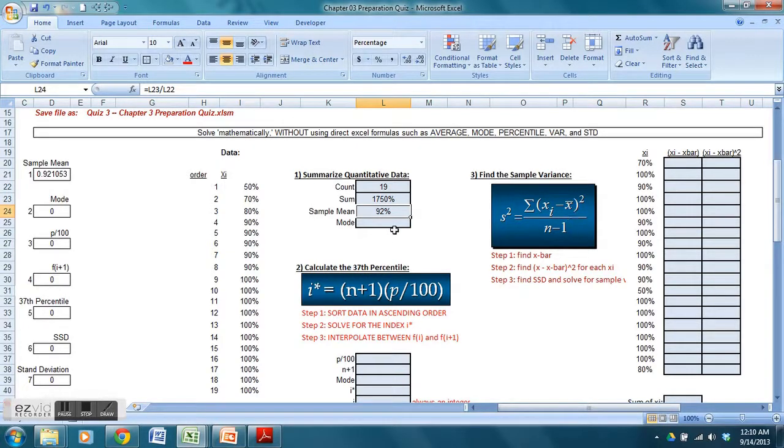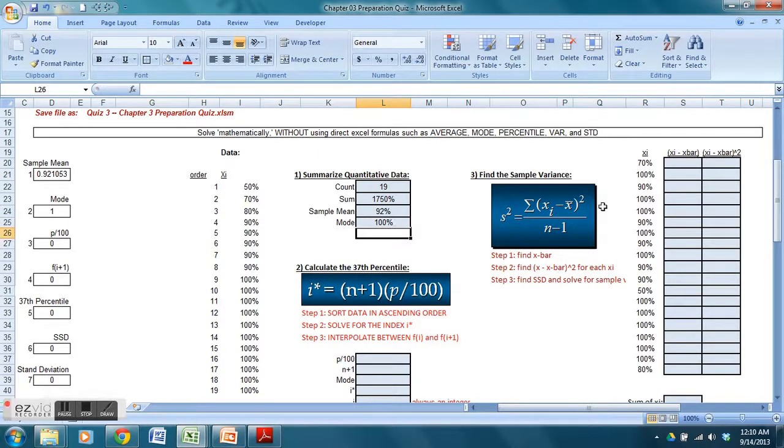And the mode, which is just the most common. We don't want to use the mode function here because it's easy to eyeball it, and I ask you not to use the mode function. And we can see that the most common value is 100%. So we can just type in a 1. Oh, but we see the percentage is already in there, so type in 100.